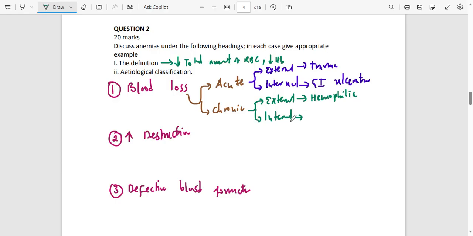And then we can also have the chronic condition due to internal forces. For example, just inside, you have got a chronic gastric ulcer. It has been there for long, different from the GI ulceration that has not been there for long. So that is on the blood loss.